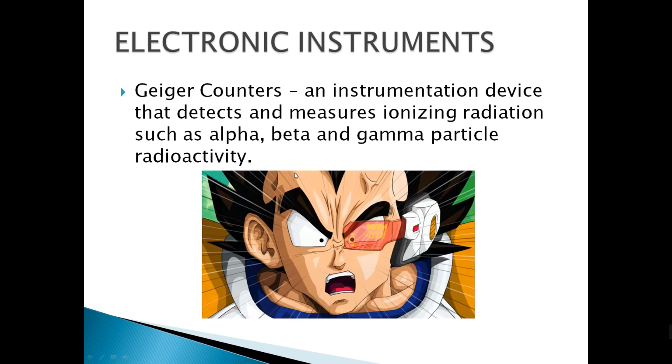Then we have the Geiger counter. An instrumentation device that detects and measures ionizing radiation such as alpha, beta, and gamma particle radioactivity. It measures ionizing radiation. So in reality, the Geiger counter looks like this. It's not like that.